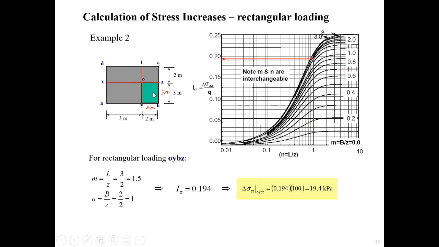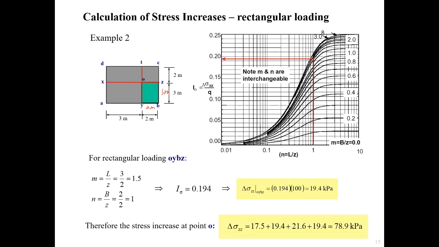So by now, since we got the stress increase for all 4 small rectangles, now we are able to add them together. So if we add all 4 values, then we come out with the stress increase for this rectangular loading, at point O, which is 2 meters below the loading area.